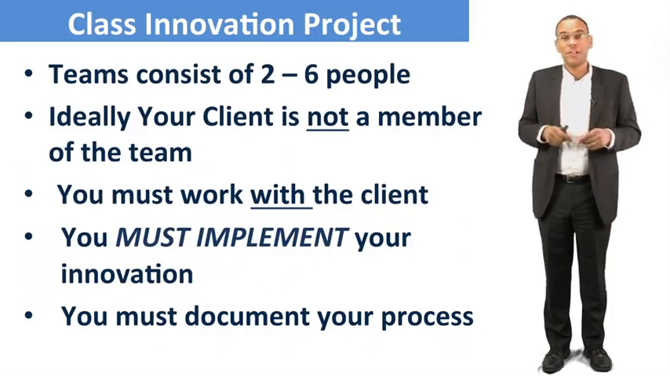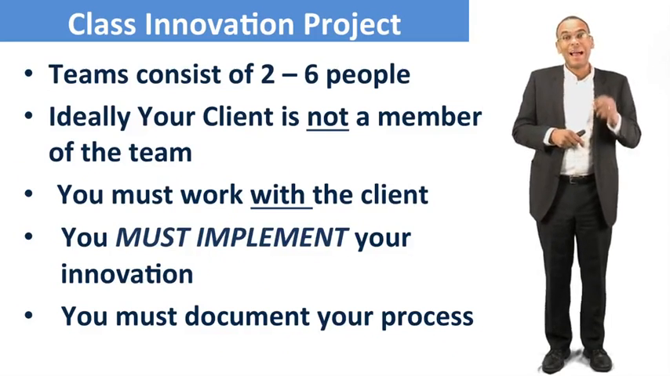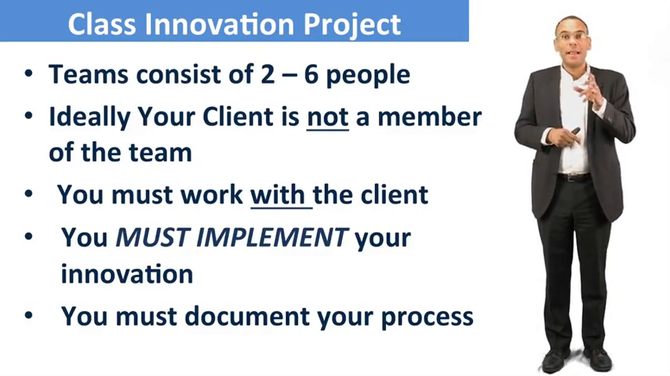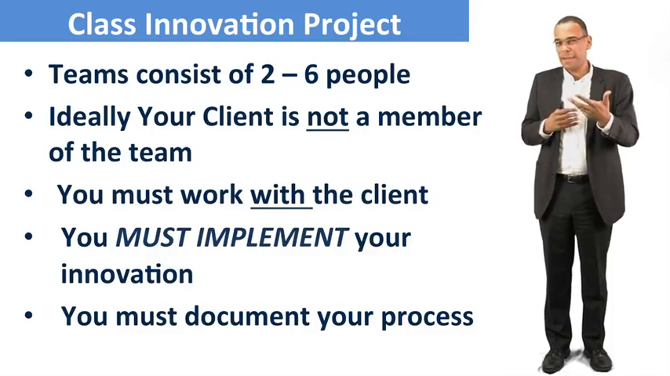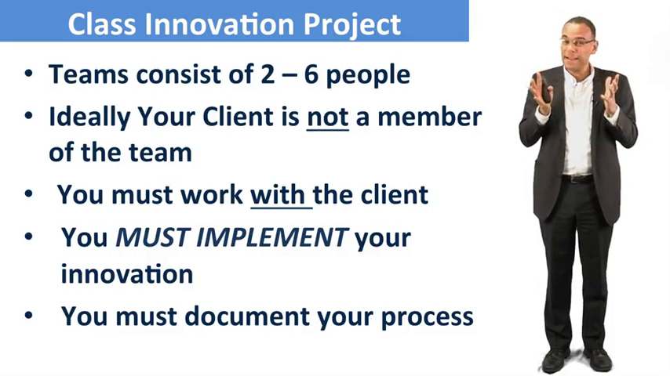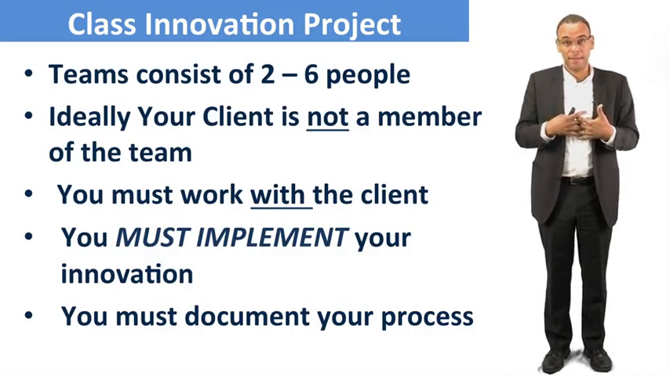The class innovation project teams will consist of this many people. Ideally, you'll have a client, and the client will be the person for whom you're innovating. And that person, if they're not a member of the team, it might be a little bit easier. But if you can't find someone, then certainly have it be a member of the team. But ideally, it's not a member of the team.